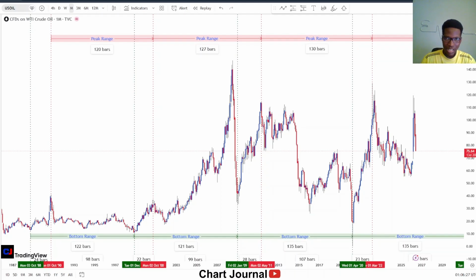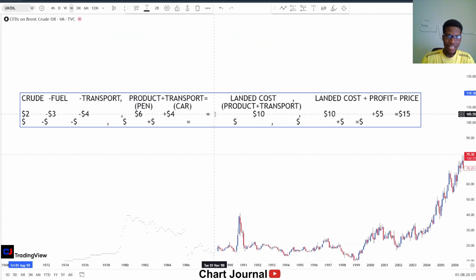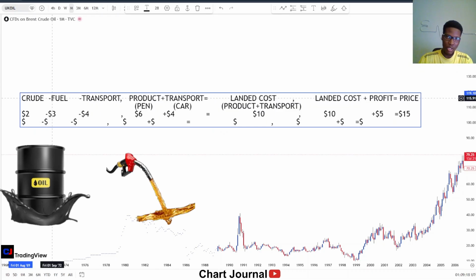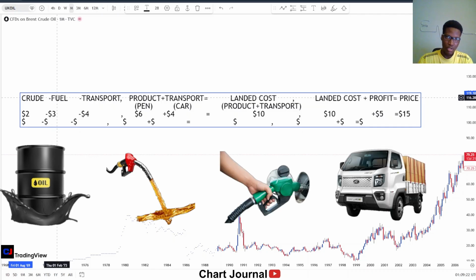You may ask, how does this affect the price of goods and services, or how does crude oil affect inflation? So I'll use this simple example to explain how crude oil affects the price of goods and services. So using this example, we can see crude oil. Then from crude oil, we get fuel, which is diesel and petrol. And this fuel, meaning petrol or diesel, is what we use to fuel vehicles to move from one place to another. So this here serves as means of transportation.